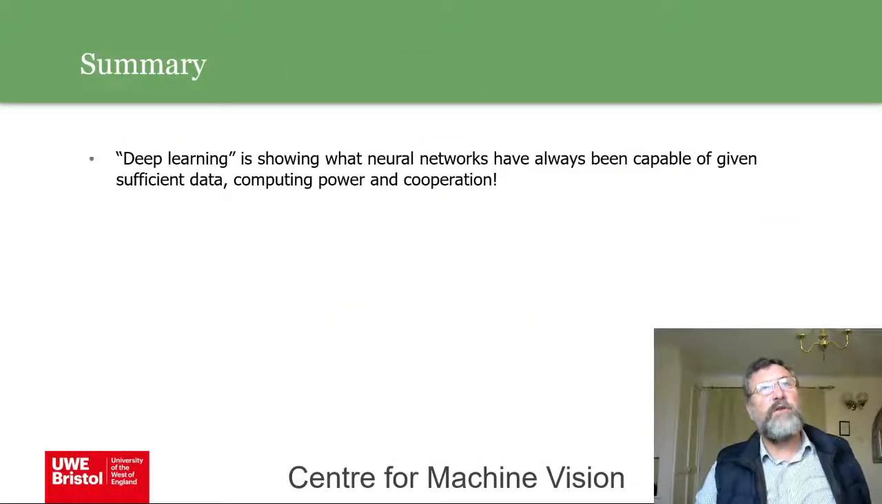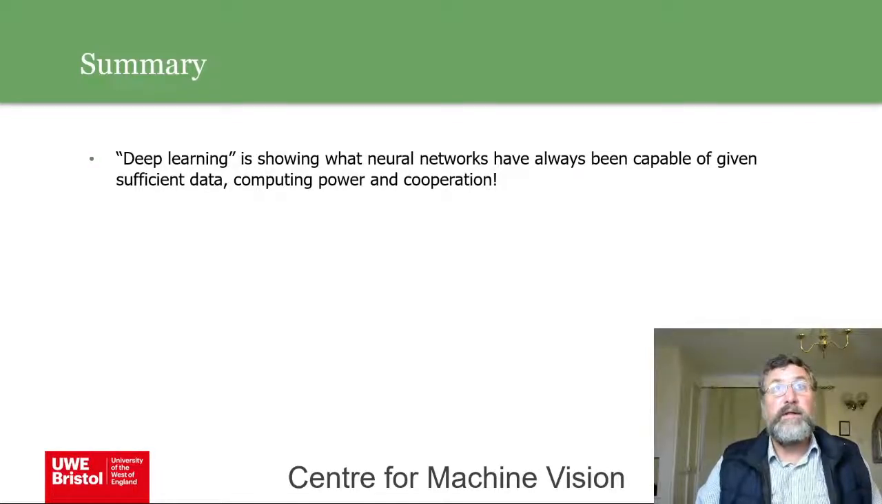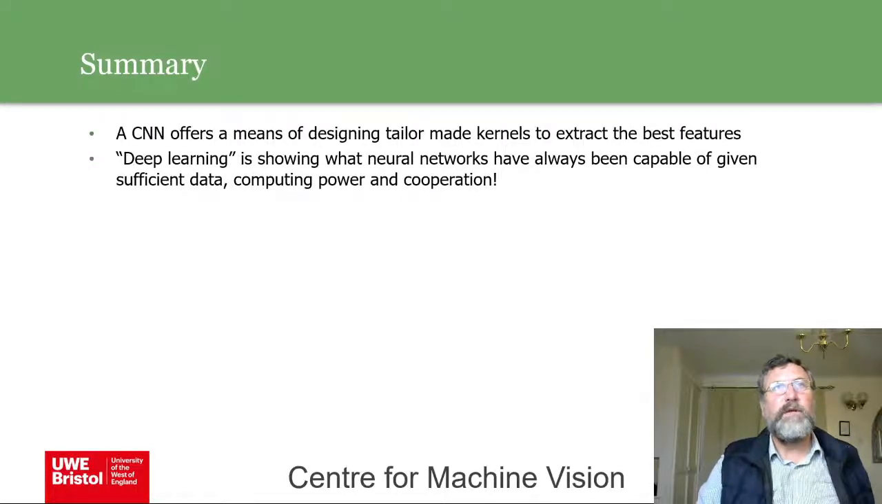So summarizing then, deep learning is showing what neural networks have always been capable of, given sufficient data, computing power and cooperation. This is allowing neural networks to fly because it's allowing them to work in more unstructured situations. A CNN offers a means of designing tailor-made kernels to extract the best features. The kernels are used in the convolution. That's where the convolution comes in. The kernel, you might remember, is the mask that's moved over the image to do the filtering, and that's a convolution. So the type of kernels you use determines how good the performance of the CNN is going to be.